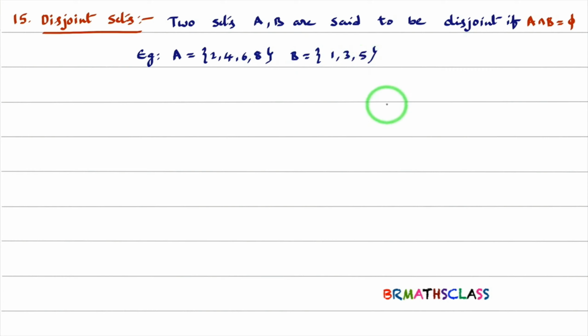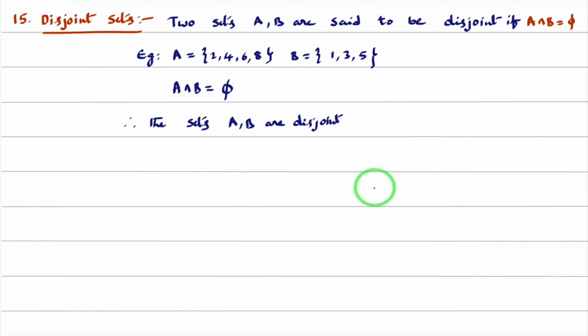Are these two sets disjoint? When we say two sets are disjoint, when we calculate their intersection, if their intersection is the null set, then we say that the sets are disjoint. Calculate A intersection B. How will we calculate A intersection B? The elements which are common in both A and B. You identify any common element present in both A and B. There is no element common in both A and B. Here A intersection B is a null set. Therefore the sets A, B are disjoint.